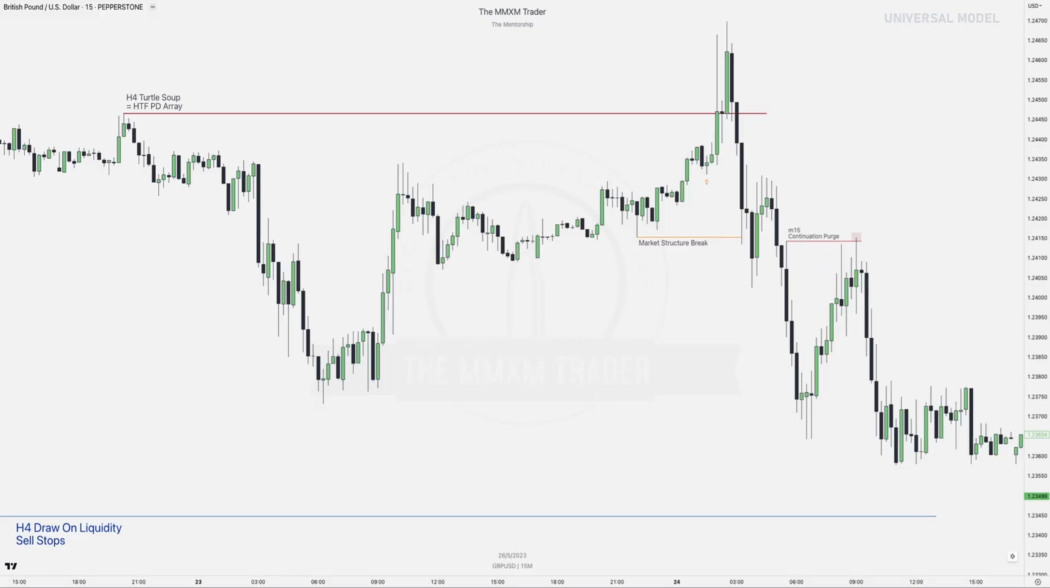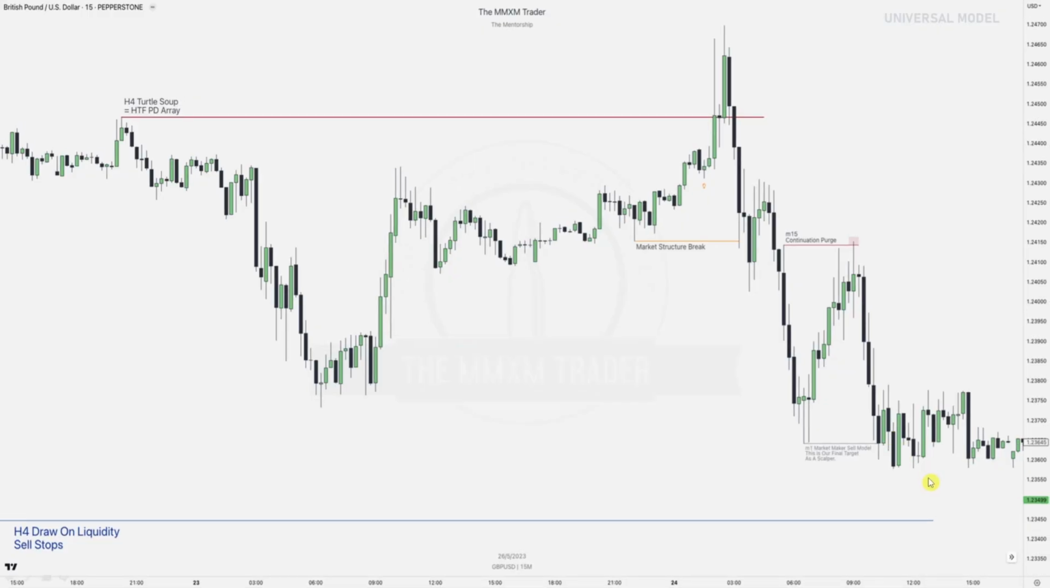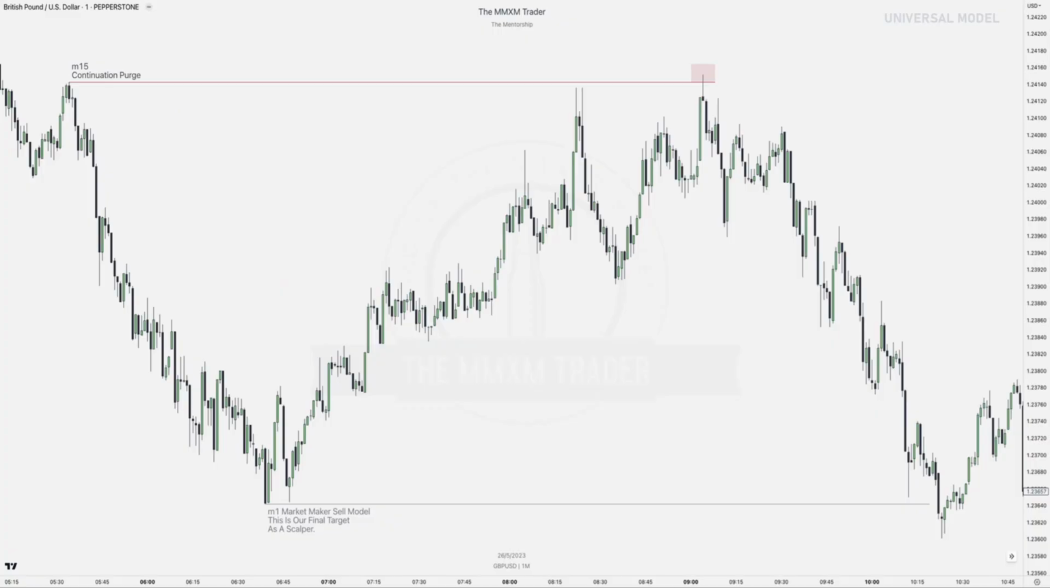And now it's time to go to that short-term perspective, right? We're going to use a 1-minute time frame to look for our entry setup. Market maker sell model will be in this area over here, right? From this range low to this range high, because we purged that 15-minute time frame over here. And we're going to dive into the 1-minute time frame and see how that looks. So we got that 1-minute time frame over here. M15, 15-minute time frame continuation purge, right?